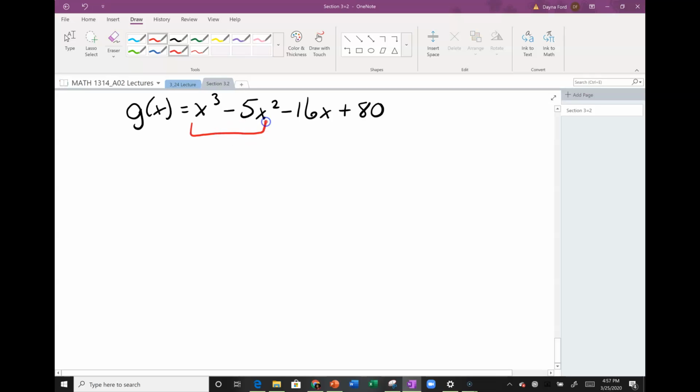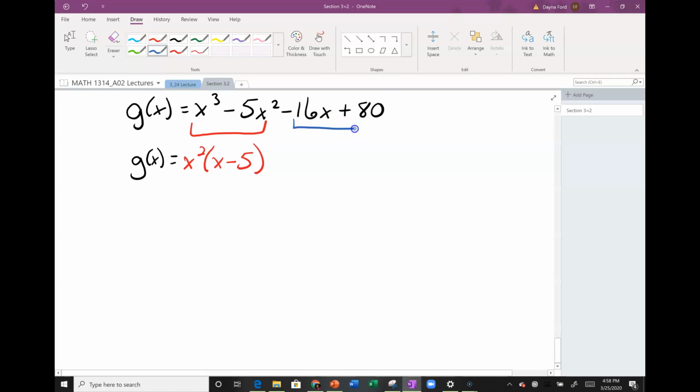So I'm going to group my first 2 terms. And so I'm going to look at those 2 and say, what can I factor out of those? Well, looking at those, there's not a number, but I can factor out an x squared. If I take out an x squared here, that will leave me with an x. I take out an x squared here, that will leave me with a -5.